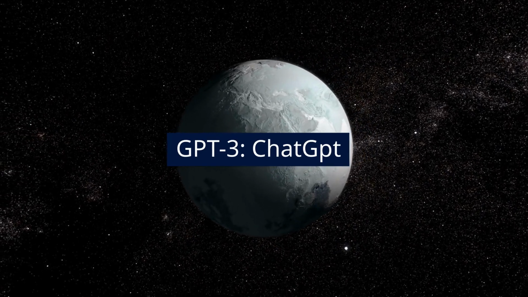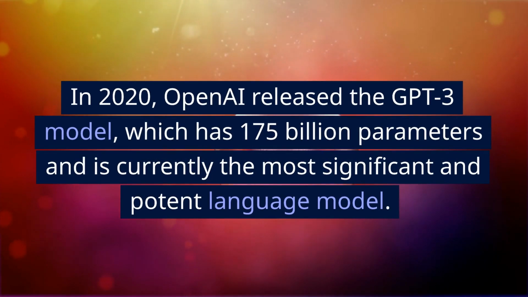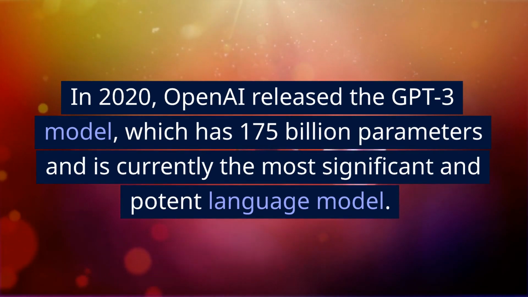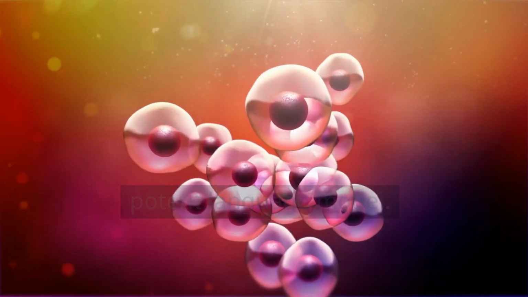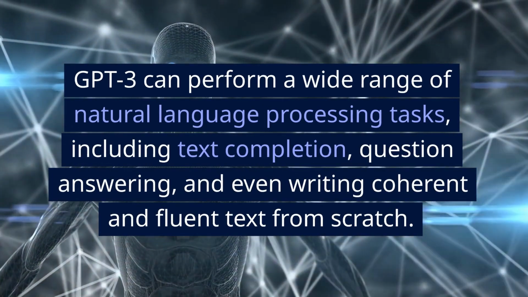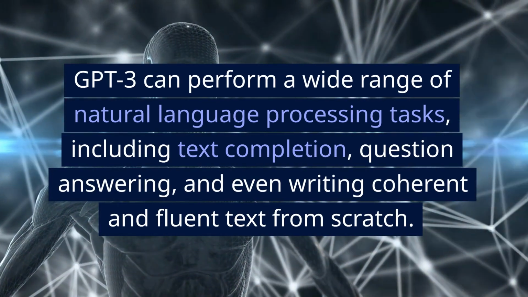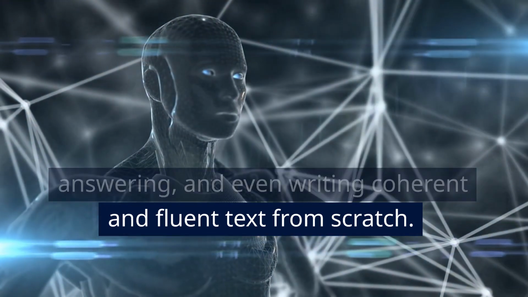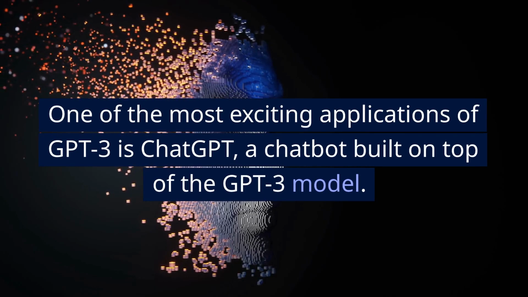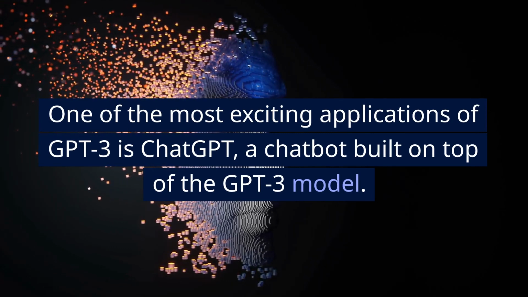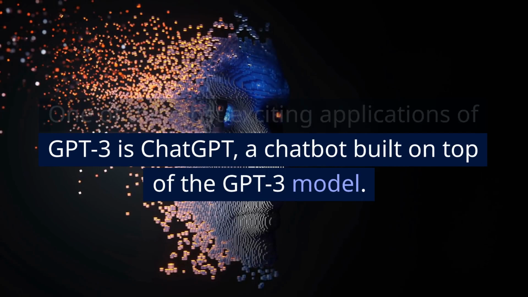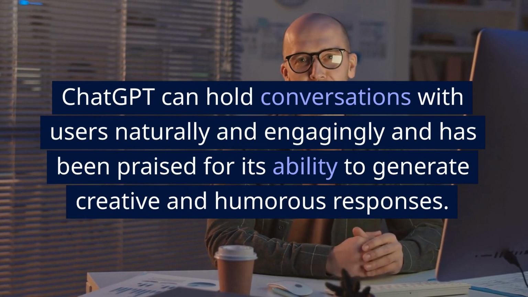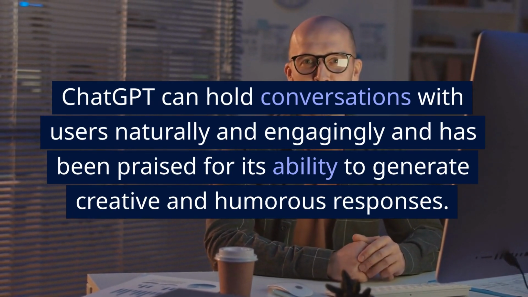GPT-3, ChatGPT. In 2020, OpenAI released the GPT-3 model, which has 175 billion parameters and is currently the most significant and potent language model. GPT-3 can perform a wide range of natural language processing tasks, including text completion, question answering, and even writing coherent and fluent text from scratch. One of the most exciting applications of GPT-3 is ChatGPT, a chatbot built on top of the GPT-3 model. ChatGPT can hold conversations with users naturally and engagingly and has been praised for its ability to generate creative and humorous responses.